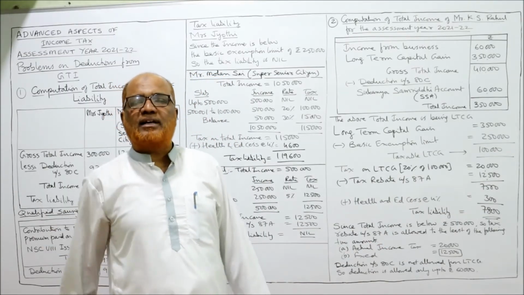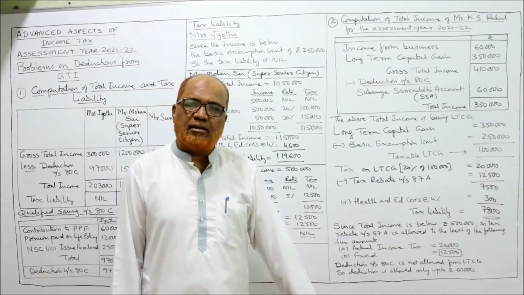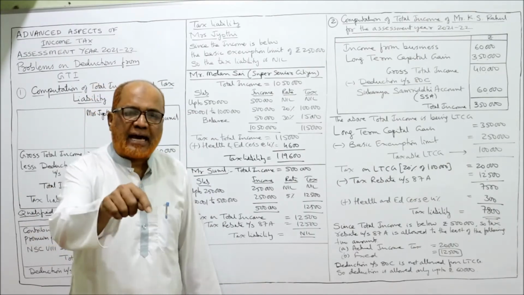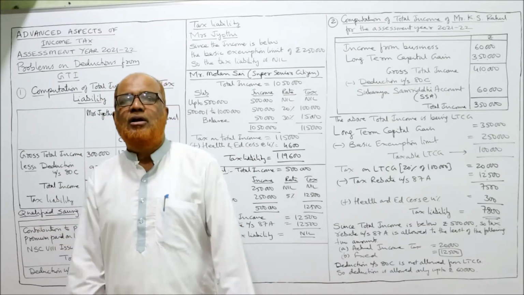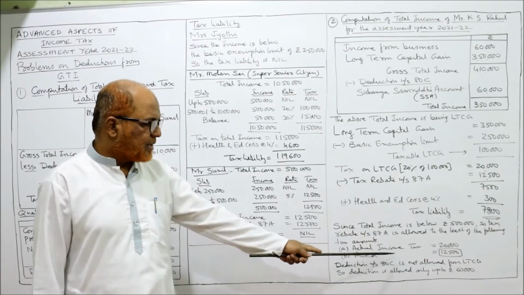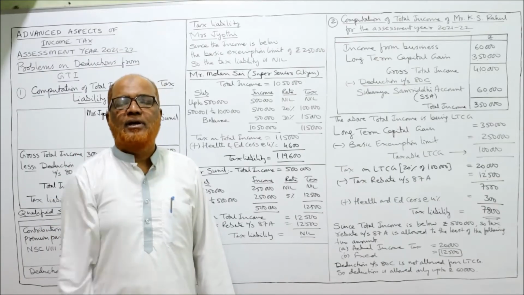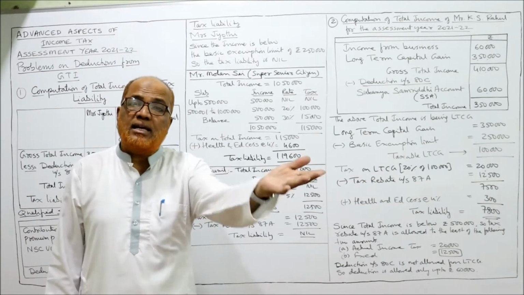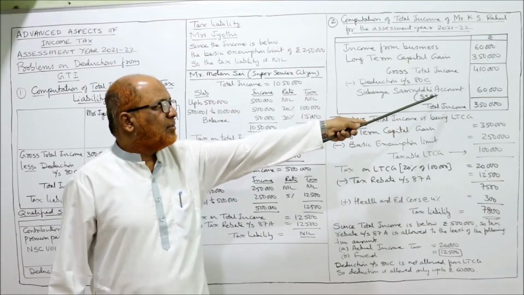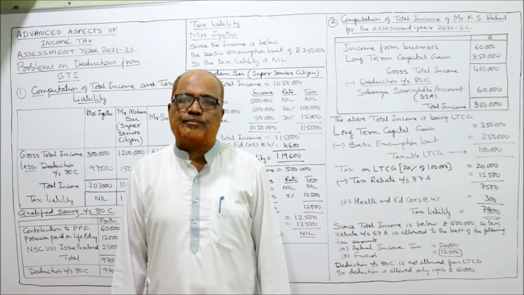So 7,500. To 7,500 add 4% health and education cess, 300. So the ultimate tax liability is 7,800. Working note you should write down. Since the total income is below 5 lakh rupees, tax rebate under section 87A will be allowed to the least of the following two amounts: actual income tax or 12,500, whichever is least, 12,500. Second, deduction under section 80C is not allowed from LTCG. So this deduction will be allowed only from incomes other than LTCG. Other than LTCG we have only 60,000. So deduction will be limited to 60,000. That's all. This is the end of problem number 2.